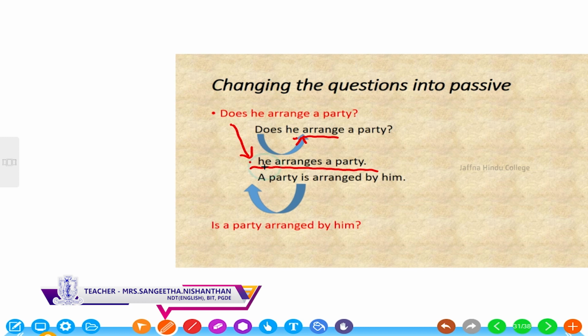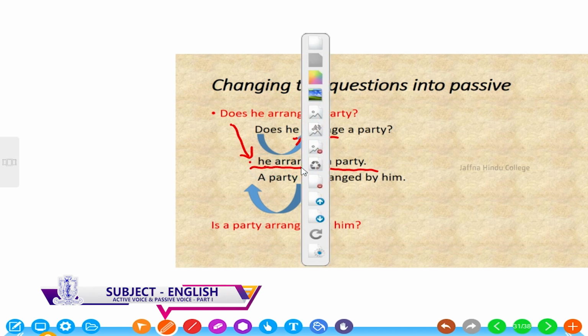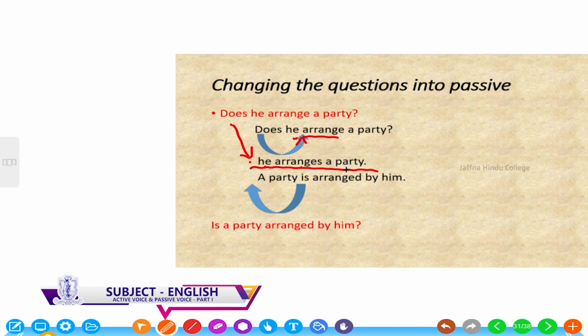Who? He, subject. What does he do? Arrange. It is the verb. But what does he arrange? A party. It is the object. So, bring the object to the beginning, a party, singular and simple present tense. So, the be verb is. A party is plus the past participle of the main verb, arranged by him. He changes as him. Now, it is in statement word order, but it is in passive voice.